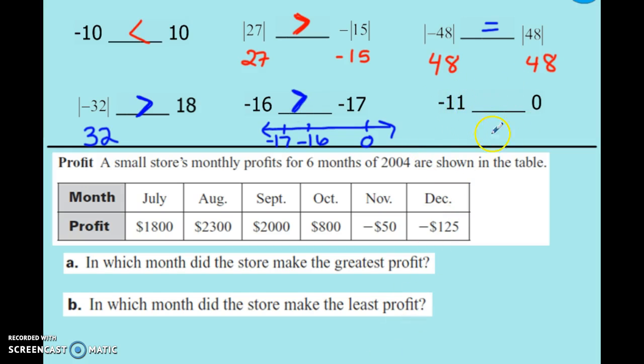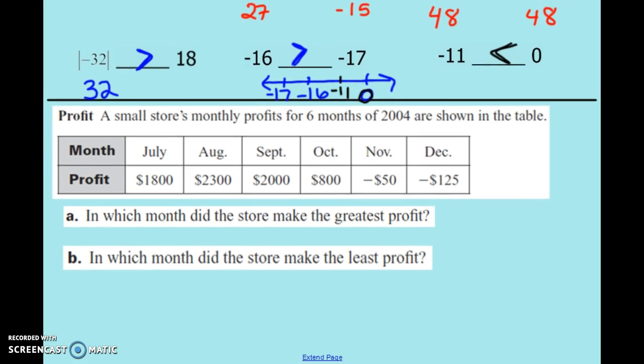Same thing with this example over here. Here's 0. Negative 11 would be further from the positive, so 0 is actually the larger number on this one. It's more positive.